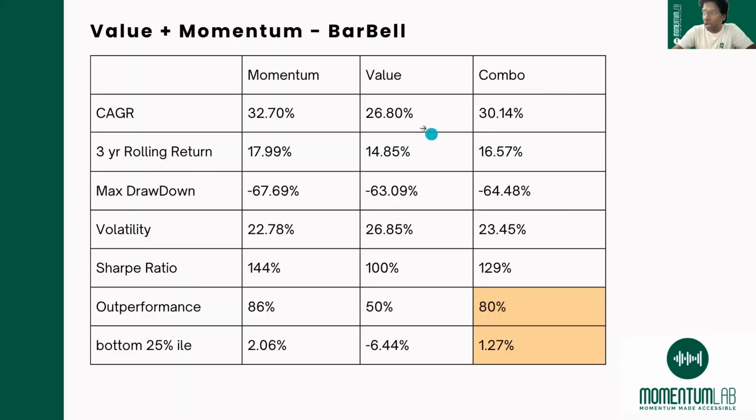So instead of the exact CAGR or the max drawdown or volatility, I'm looking at how far the distribution can move towards the right. Again, we see that even when adding value and momentum, this has not translated into a better combination. In fact, this combination is worse than momentum. So we are better off just investing in momentum than doing a combination of momentum plus value.